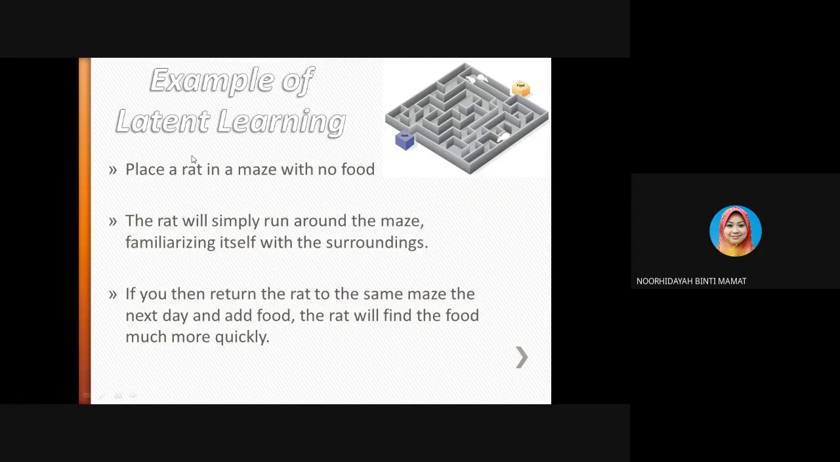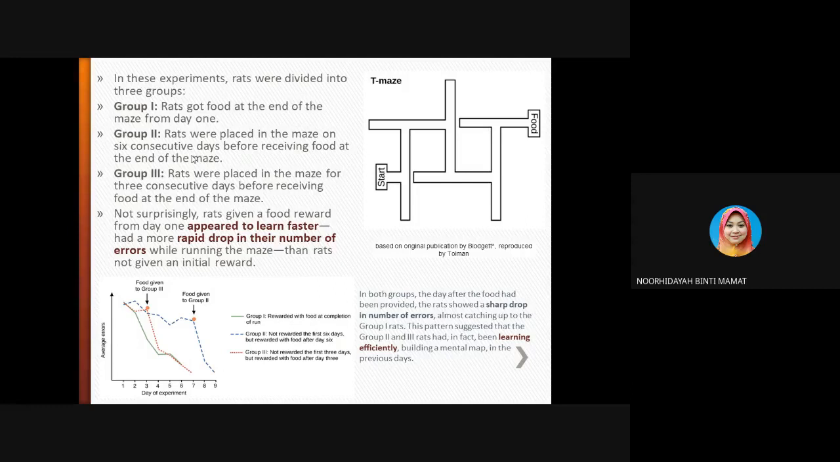In this experiment, the rats were divided into three groups: group 1, group 2, and group 3. In group 1, the rats got food at the end of the maze from day 1 of the experiment. In group 2, the rats were placed in the maze for 6 consecutive days before receiving food at the end of the maze. In the third group, the rats were placed in the maze for 3 consecutive days before receiving food at the end of the maze. So these are the three groupings in the experiment.